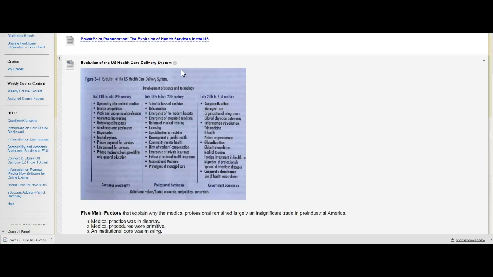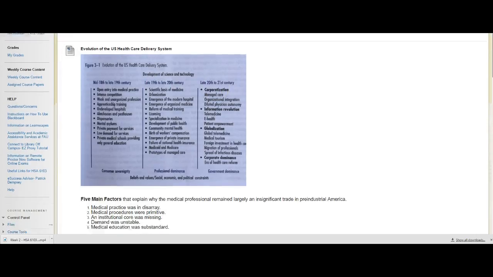And it really touches on how from the colonial times to the beginning of the 20th century, American medicine lagged behind in the advances in the area of medical science and experimental research, and it takes you through a description of each era. Okay, so here we have mid-18th to late 19th century. And then here the late 19th to the 20th century, and then late 20th to the 21st century.